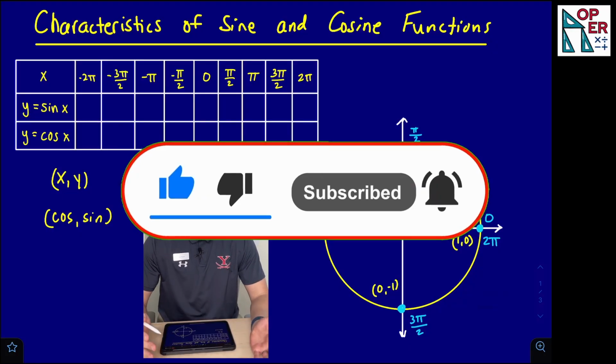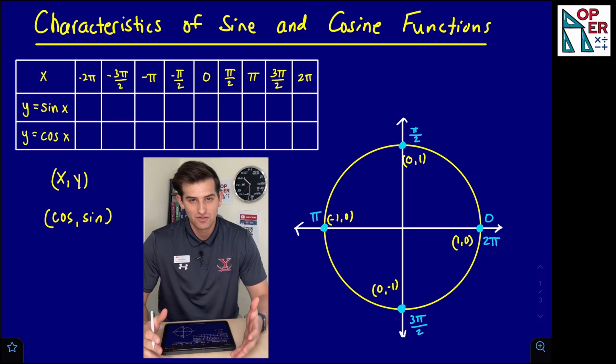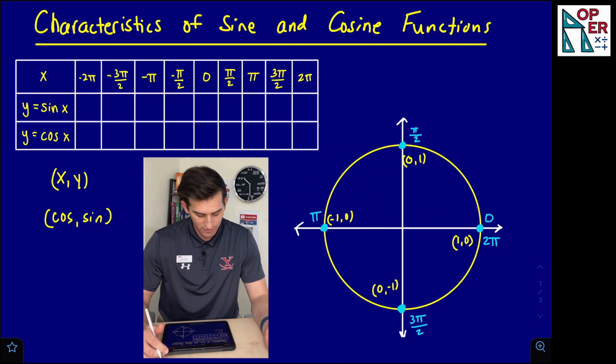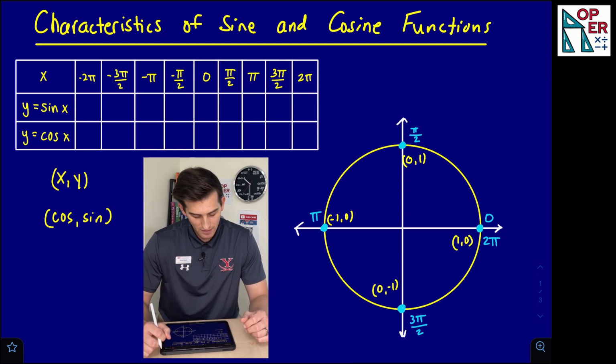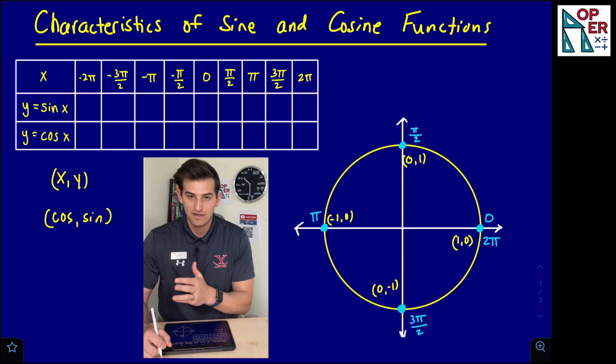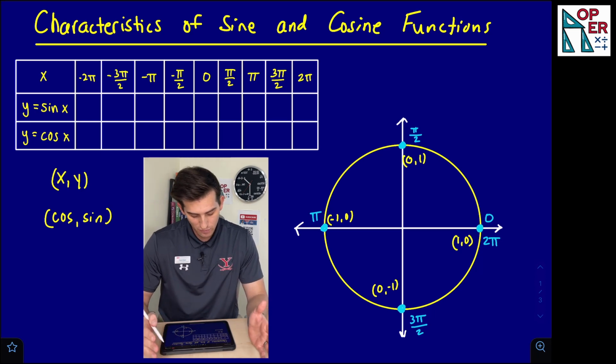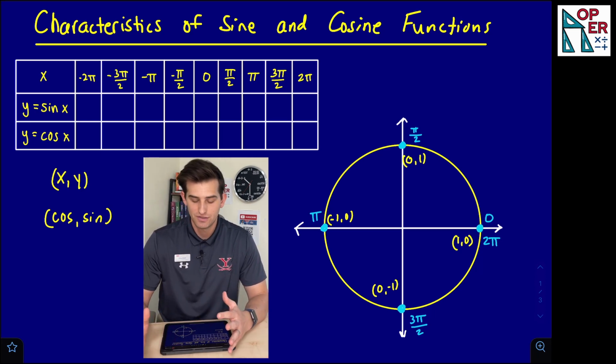Let's talk about the characteristics of sine and cosine functions. So to start off with, we have a table here. We have y equals sine of x, we have y equals cosine of x. And so those two functions, we're going to fill out their x and y values, or what the function value would be when x is the following values in radians that we see. So we have negative 2 pi to 0 and then 0 to 2 pi.